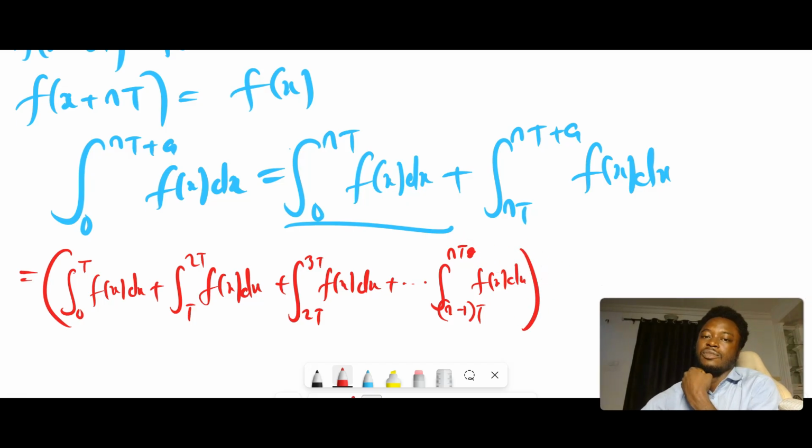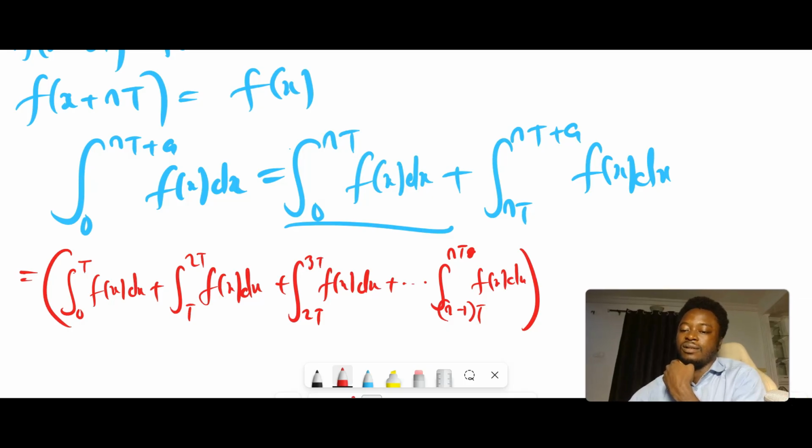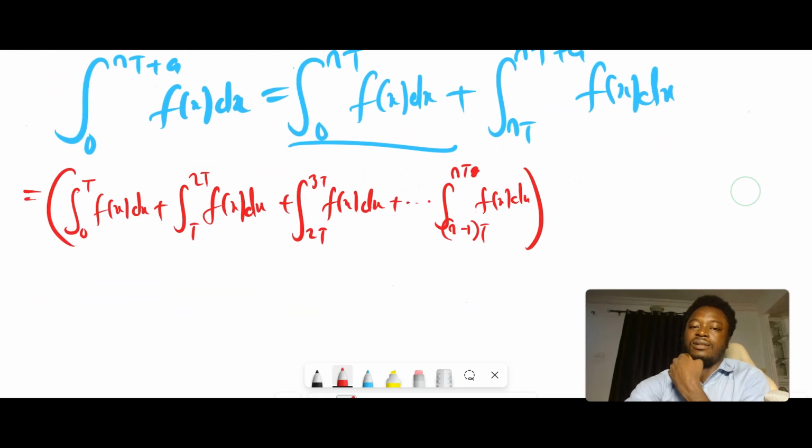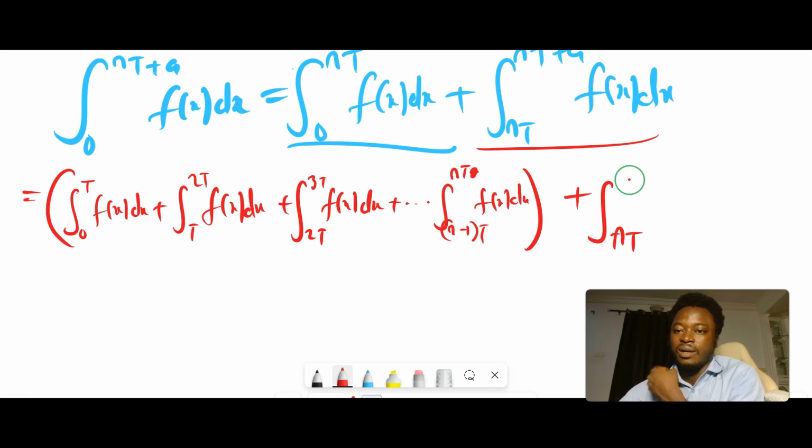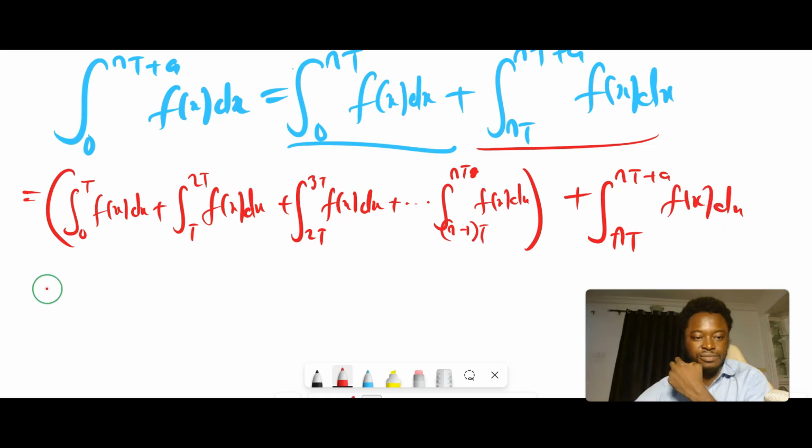So next, let's say this will be plus, we can bring this down further. This will be nt plus a of f of x dx. Now what do we do now? We are taking the sum from 0 to nt, so we can write this as a summation notation.